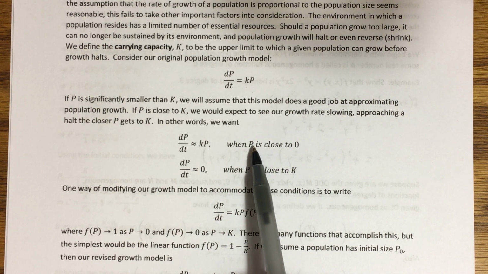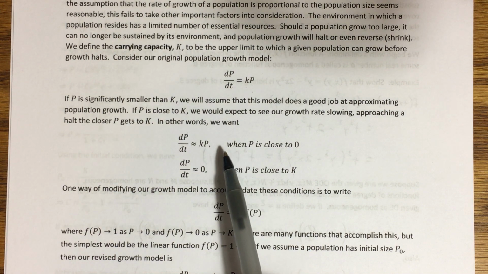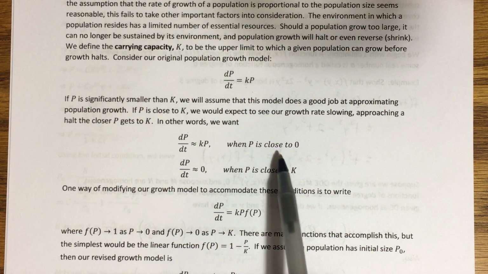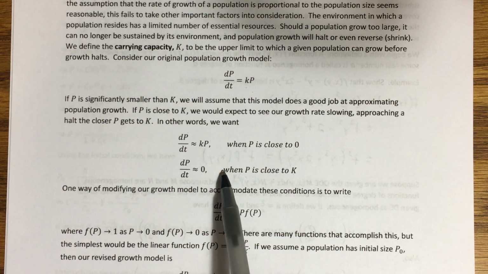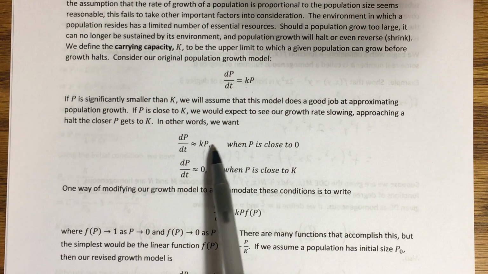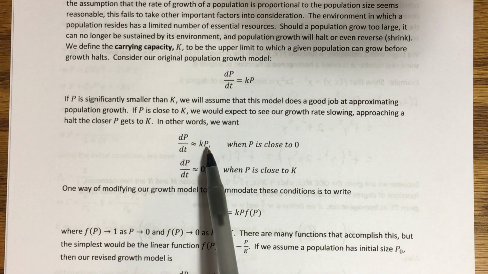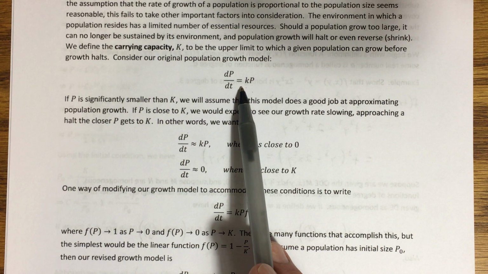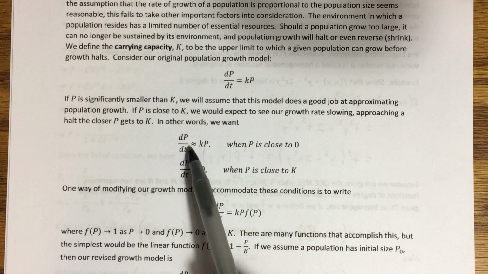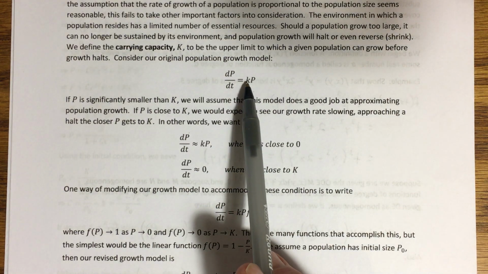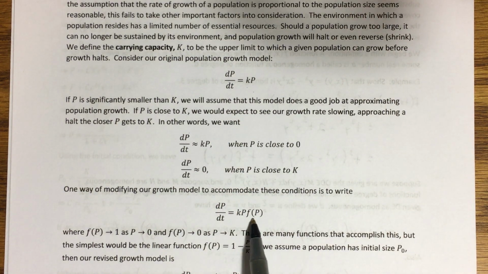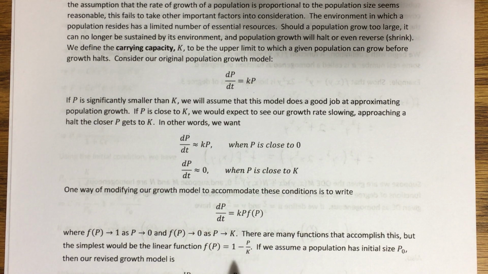So there's that you have to think about as well. But basically, this is just to say that P is big enough for population growth to happen, but nowhere near K. Let's figure out a way to modify our original model in a way that encapsulates these conditions as well. What we're going to do is multiply the kP on the right-hand side by a function of P.